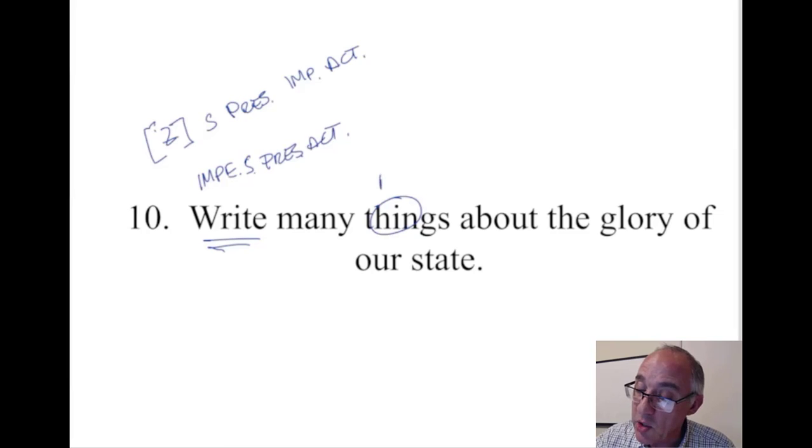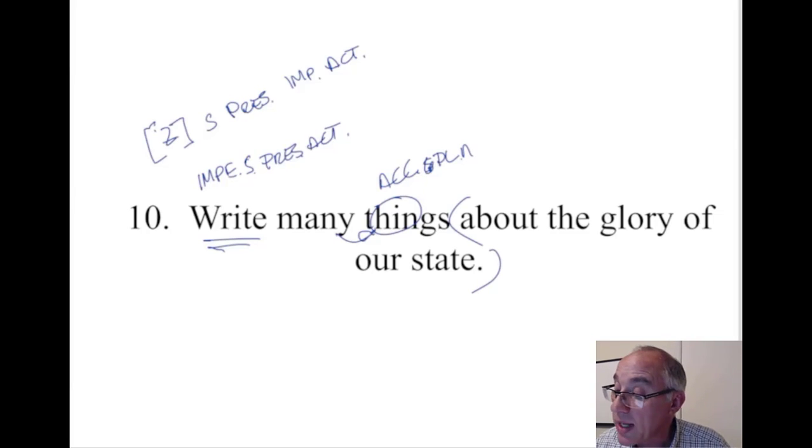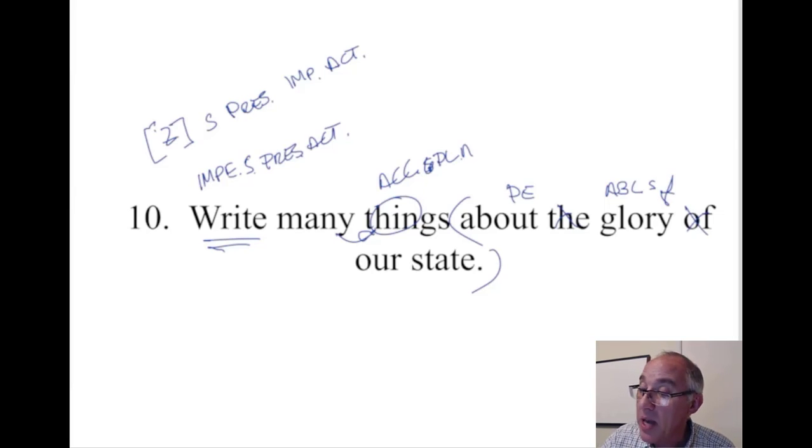Many things, accusative, plural, neuter, about the glory of our state. Glory, about the glory day. Glory is going to be ablative, singular feminine. Of our state, there's not going to be of because we're going to put this in the genitive. Genitive, singular feminine, and our is going to modify it. So write, scribe.